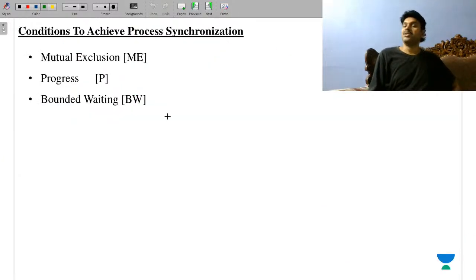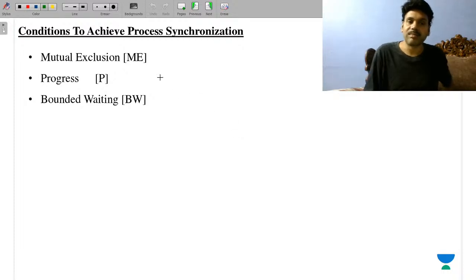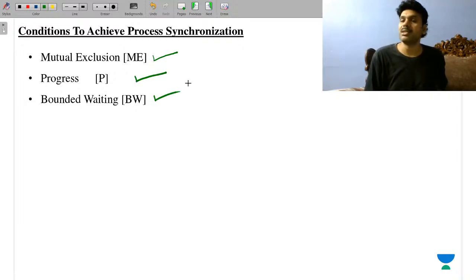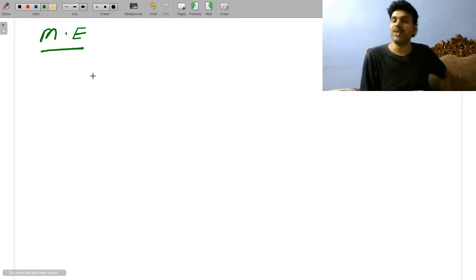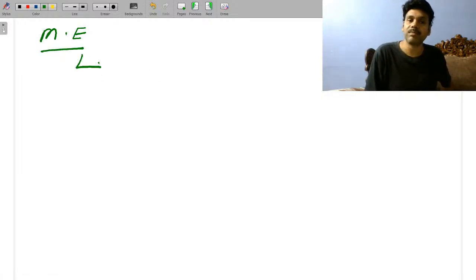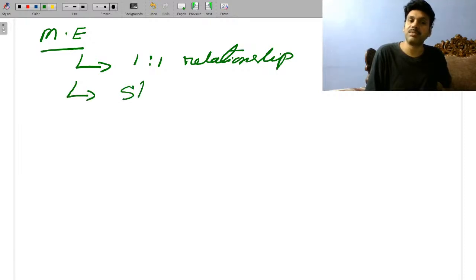So, the conditions to achieve process synchronization. If you want to say that process synchronization is achieved, then you need to have mutual exclusion, progress and bounded waiting. This is mandatory. So what is mutual exclusion? When we are talking about mutual exclusion, a one-to-one relationship is required. What is the meaning of a one-to-one relationship?